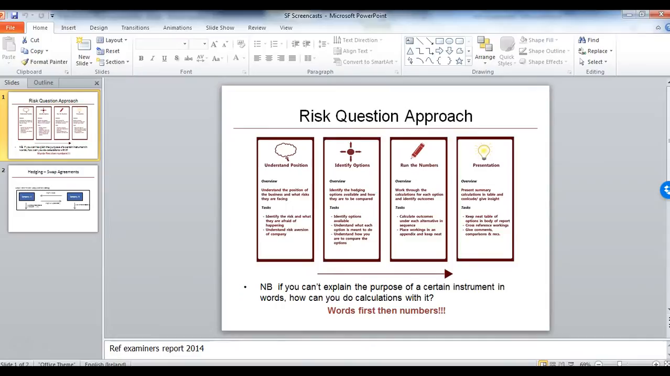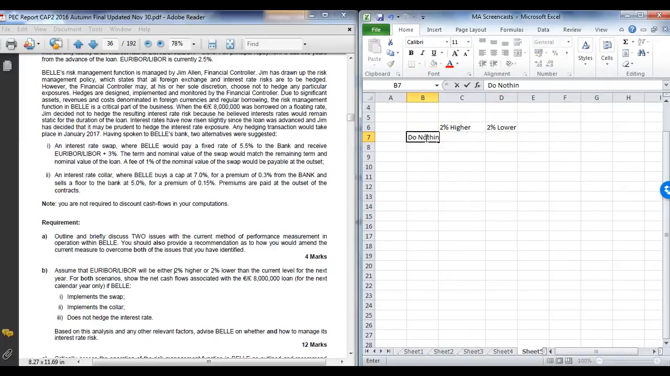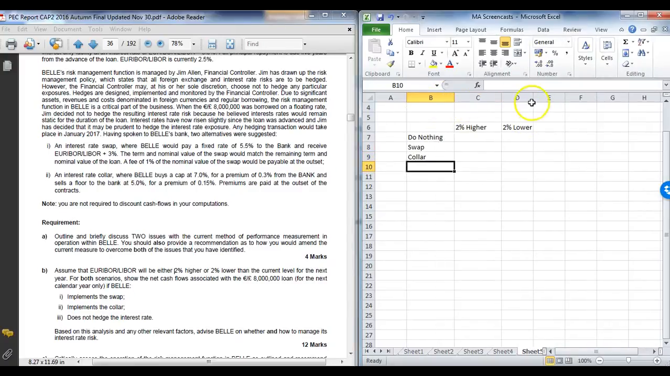So sometimes I tell students your final table should look something like this: 2% higher, 2% lower, and you're then looking at the 3 alternatives, which is do nothing, use the swap, and use the collar. So it's useful at the outset to figure out, well, that's essentially the numbers I need to run. I need to get 6 figures to put in, depending on the 3 possible strategies I could use and the 2 scenarios I need to run the numbers under.